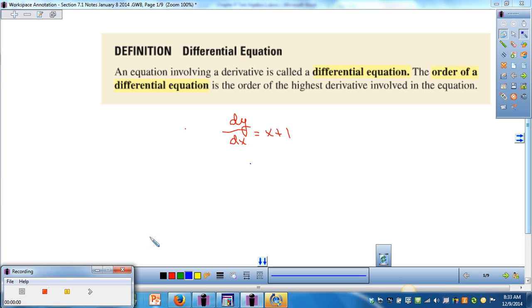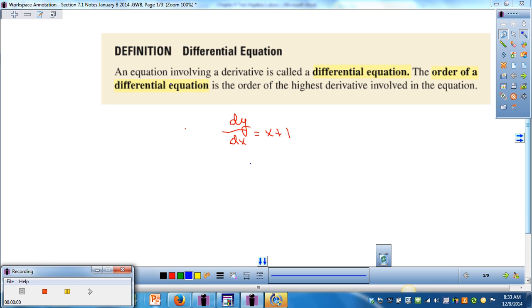We have section 7.1, dealing with differential equations and Euler's method. Before we start doing any problems, let's understand what a differential equation is. In the college math sequence, we have Calc 1, Calc 2, Calc 3, and then differential equations. So our first look at differential equations comes now. Very simply, the definition of a differential equation is an equation involving a derivative.